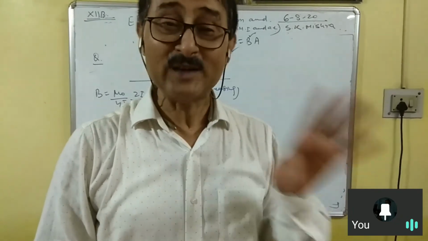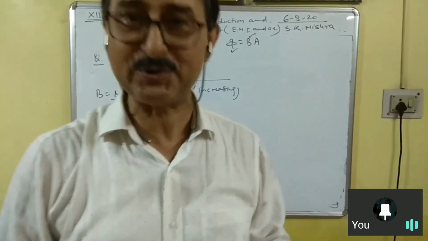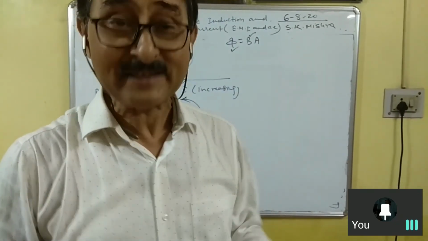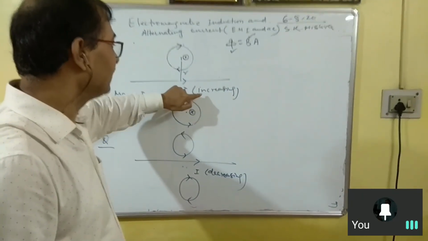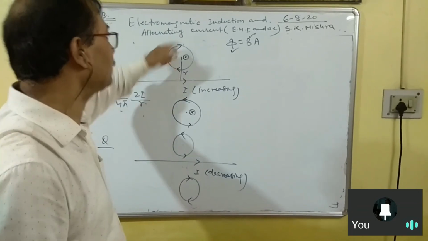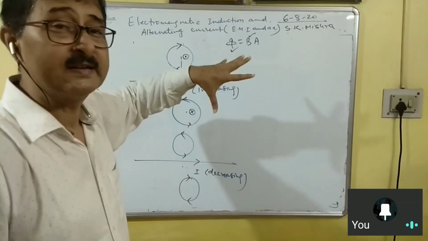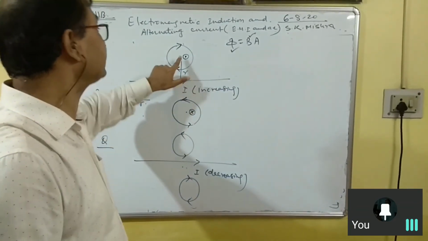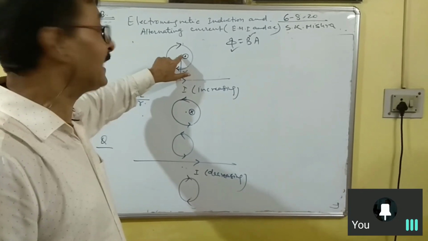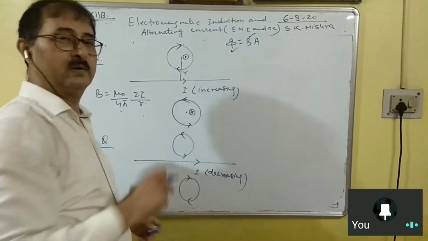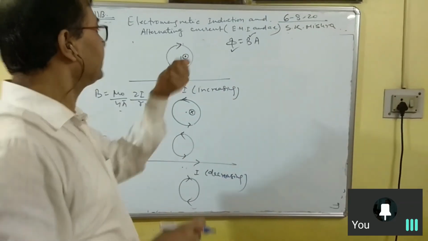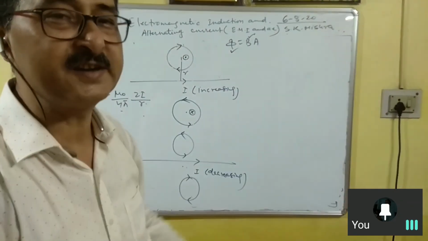But this is not the reason. This is not the factual information. The fact is, the loop has somehow opposed the reason. I is increasing, so the magnetic field is increasing. So the loop will develop a magnetic field in such a way that it opposes the increasing magnetic field here. That's why the loop is applying a field into the board. So one is upward and the other is downward, so the net field gets reduced.